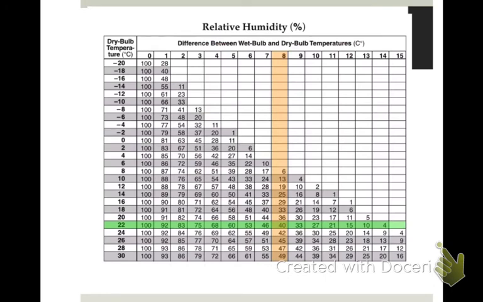And that's what this is showing. So the dry bulb temperature was 22, and then your difference was 8. So you came up here and you found 8. Over here you found 22. You saw that they intersected right at 40. So your relative humidity was 40%. That's all you did. And again, you don't need to memorize this.